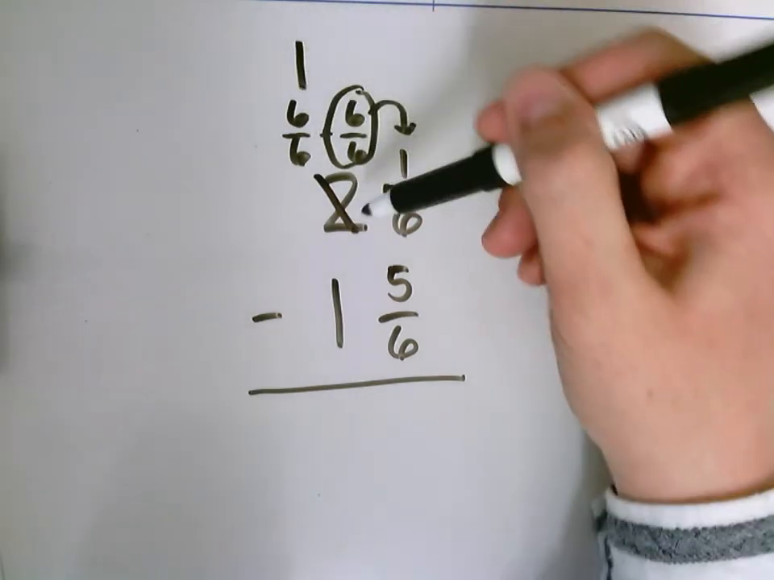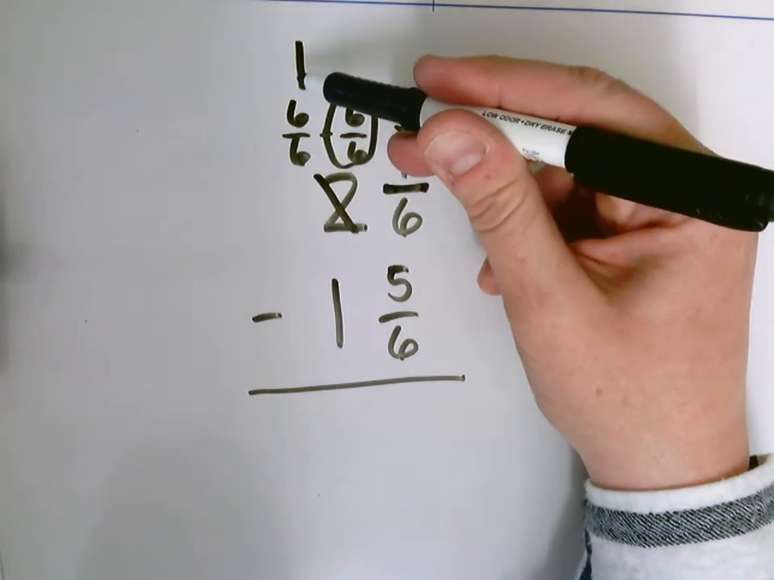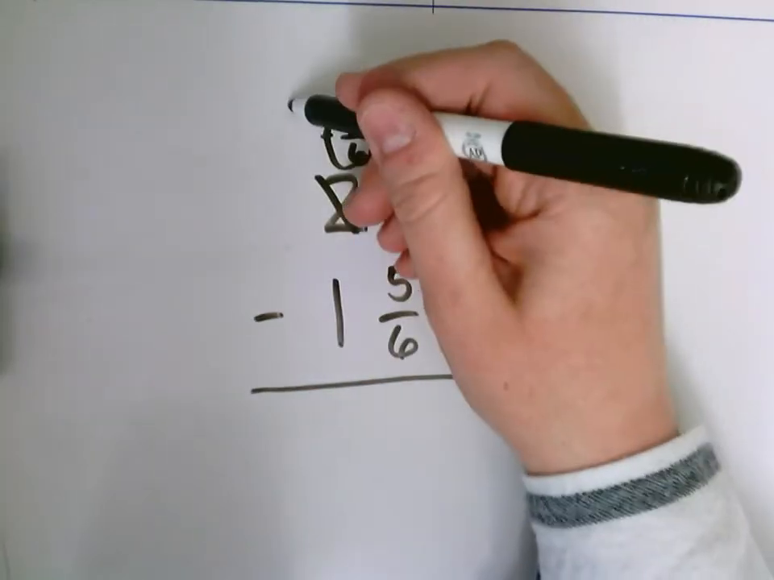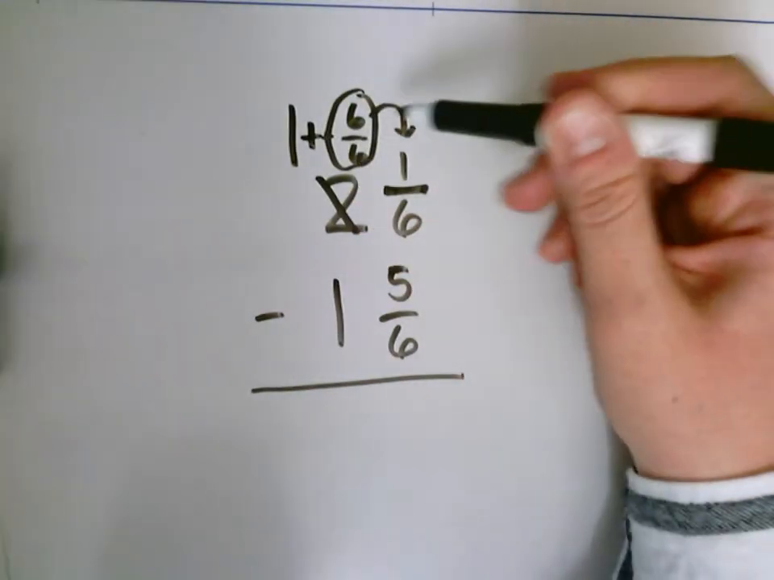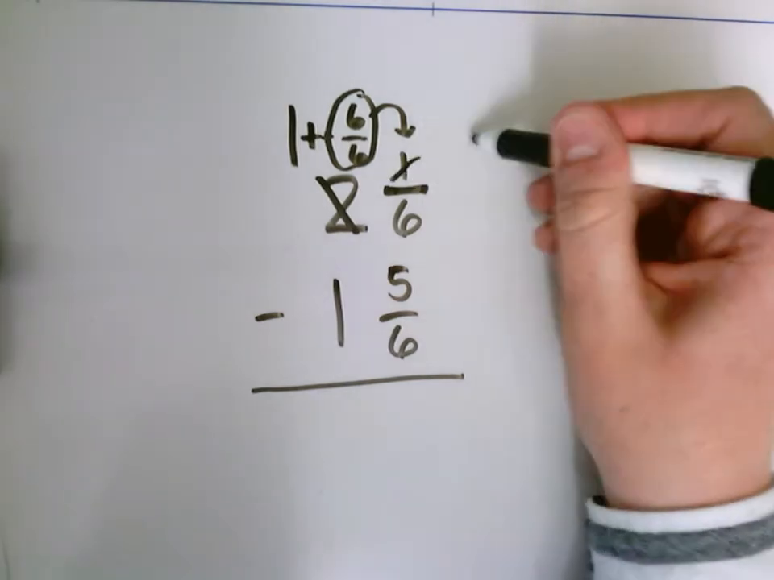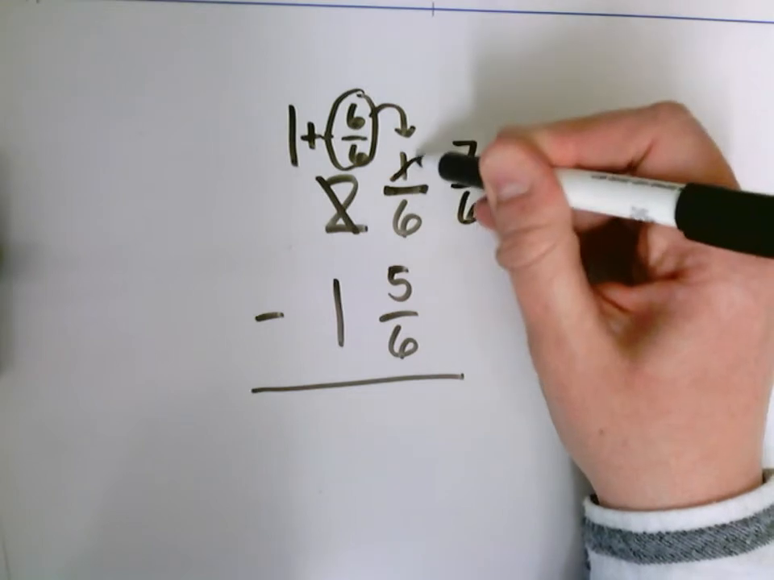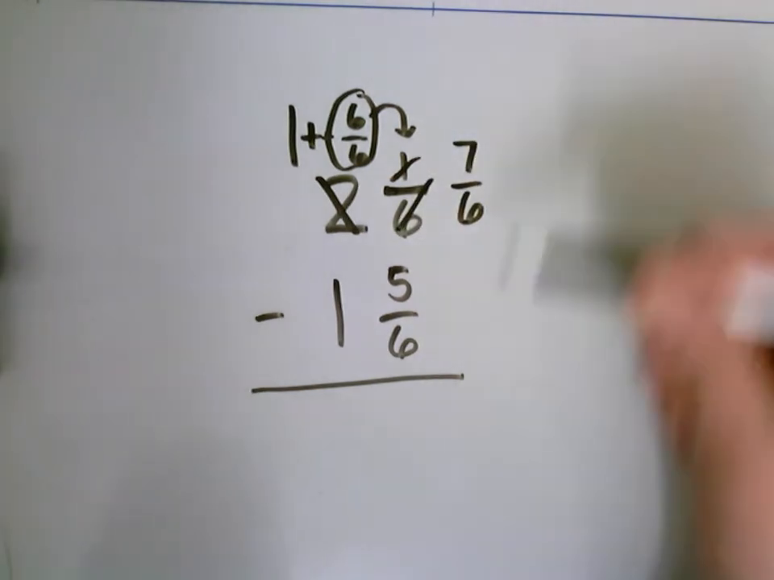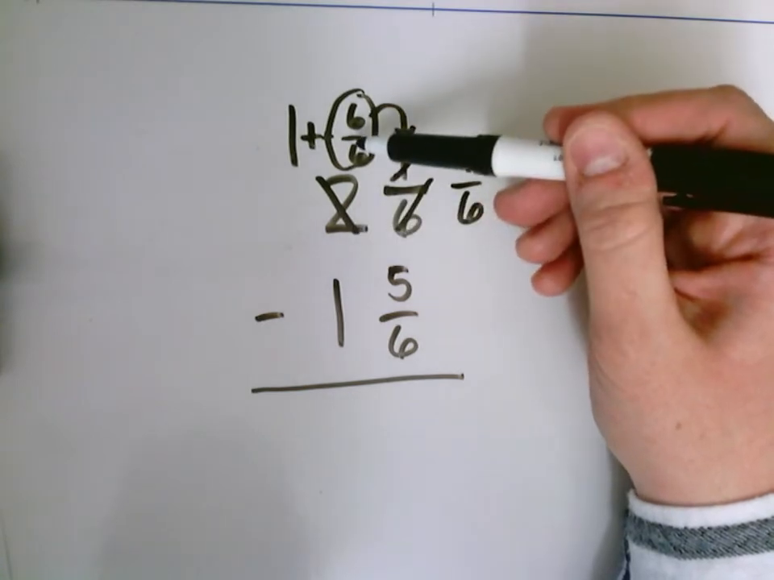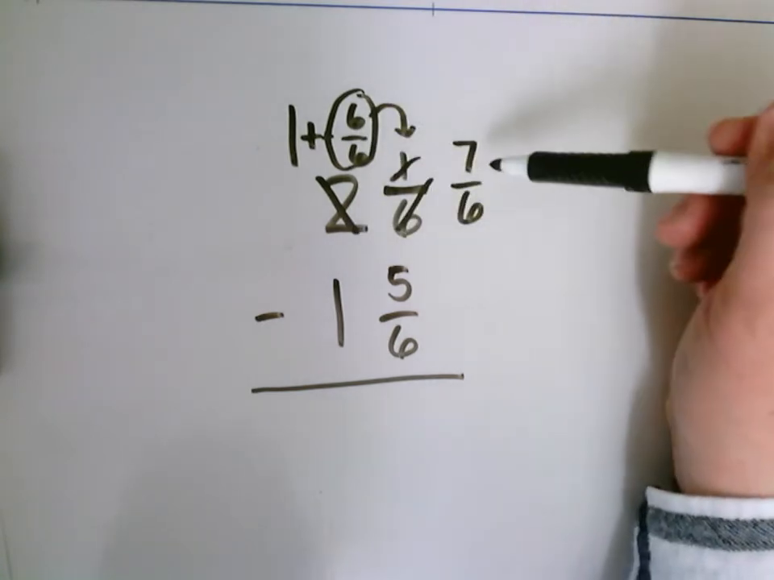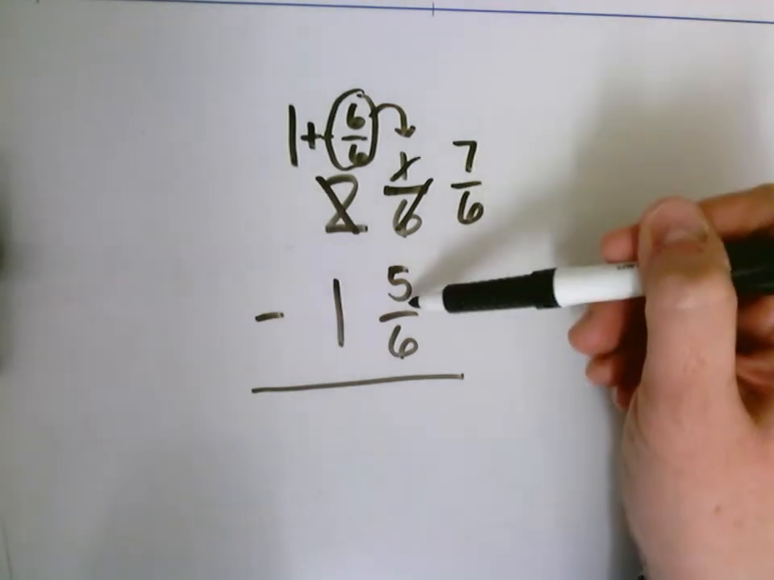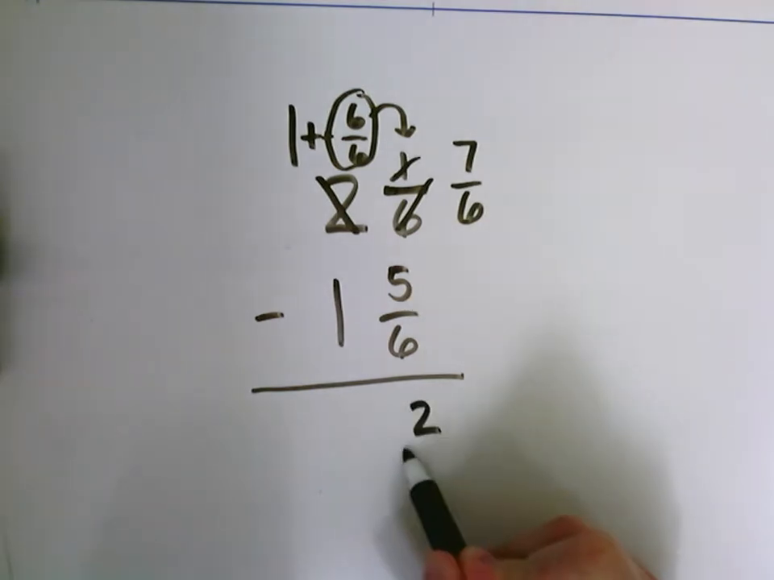So I'm going to change my 2. I'm going to regroup it, rename it as 1 plus 6/6. And this 6/6 I'm going to add over here to my 1/6. So it's going to become 7/6. All right, so I'm taking 6/6 from my 2, and I'm adding it to my 1/6. So now I have 7/6 that I can subtract from. I can do 7/6 minus 5/6. That gives me 2/6.